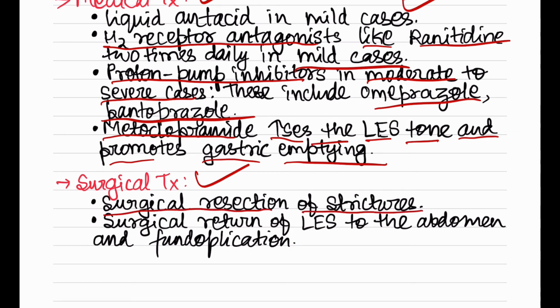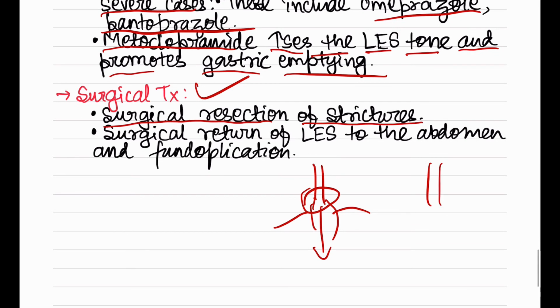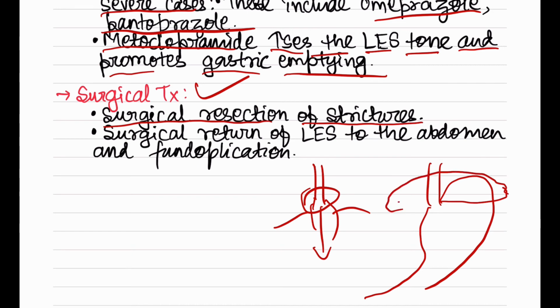Now coming to the surgical management, in case of esophageal strictures, we have to do surgical resection of the esophageal stricture and surgical return of lower esophageal sphincter into the abdomen and fundoplication. So basically in this, the lower esophageal sphincter goes above the diaphragm, so we have to bring this thing below the diaphragm, that is surgical return of lower esophageal sphincter into the abdomen. And in fundoplication, basically we are having the stomach like this, right? So the upper part of the stomach is wrapped around the esophagus, so it finally becomes like this.